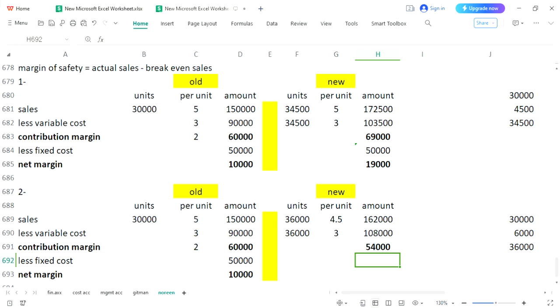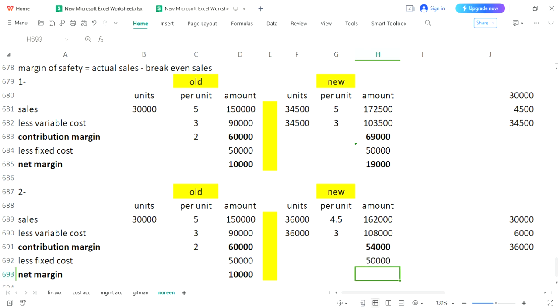And as you can see that fixed cost was 50,000 when you were manufacturing 30,000 units. At the time when you have increased your units from 30 to 34,500, fixed cost was same. You can see over here 50,000 fixed. And as usual, now you have increased your number of units from 30 to 36. Still your fixed cost would be similar, 50,000.